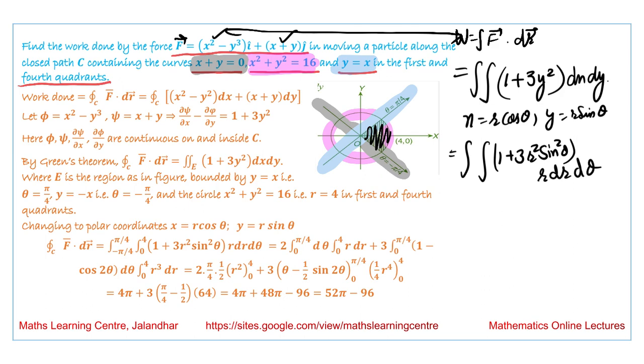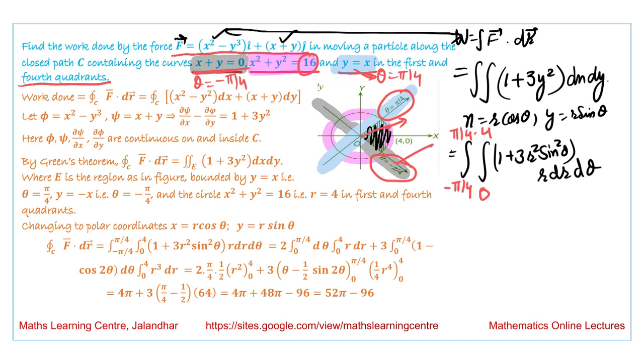Now the value of r is varying from the point 0 up to the point, this is 16, so it is varying up to 4, and the angle theta is varying from minus pi by 4 to pi by 4. Minus pi by 4 corresponds to this line, theta is equal to minus pi by 4, and this is the line corresponding to theta is equal to pi by 4. So these are the limits in this case.